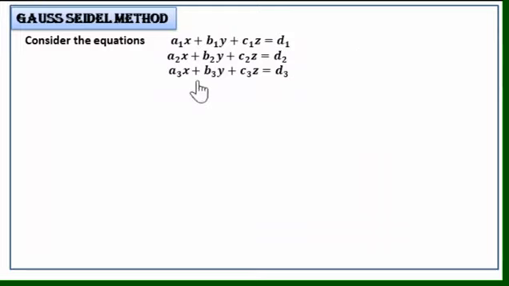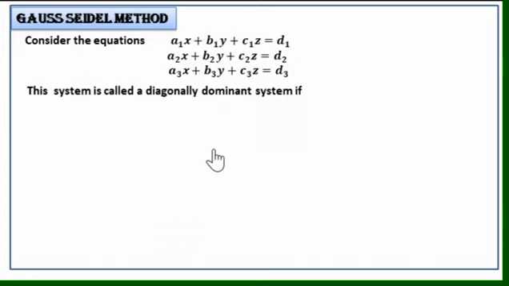Now for the sake of simplicity we consider only three equations in three unknowns x, y, z. The first equation is a1x plus b1y plus c1z equal to d1. Second equation is a2x plus b2y plus c2z equal to d2. And the third equation is a3x plus b3y plus c3z equal to d3. And we can apply Gauss-Seidel method on the system if it is a diagonally dominant system.